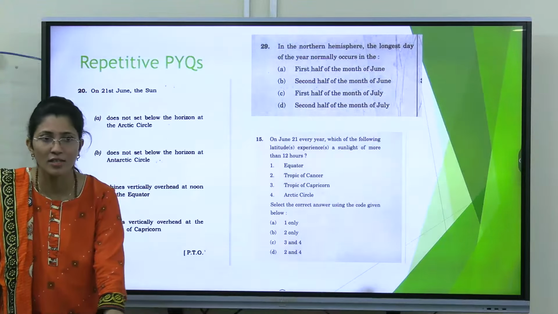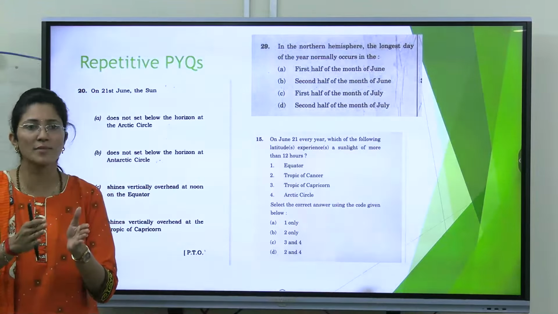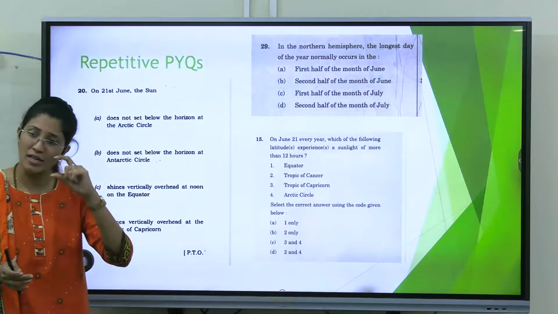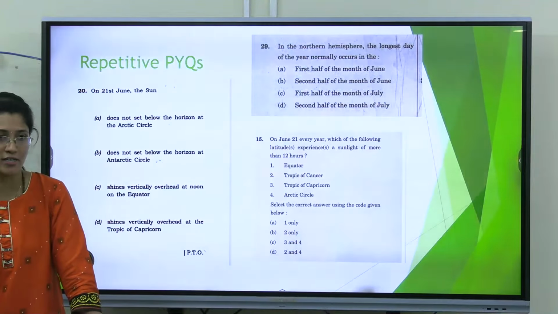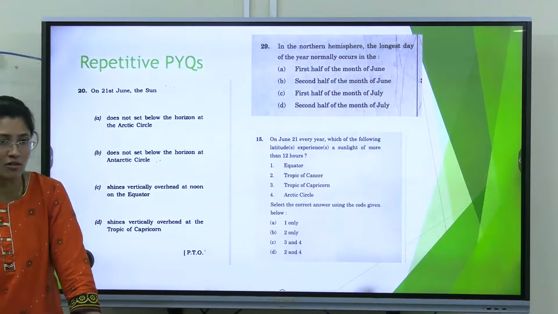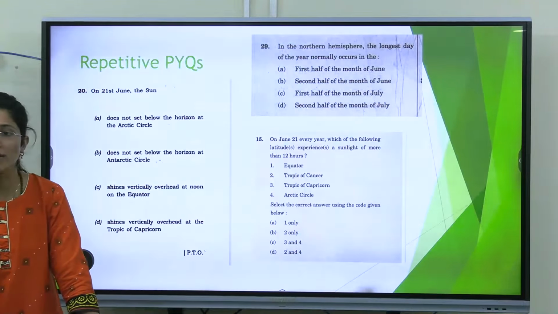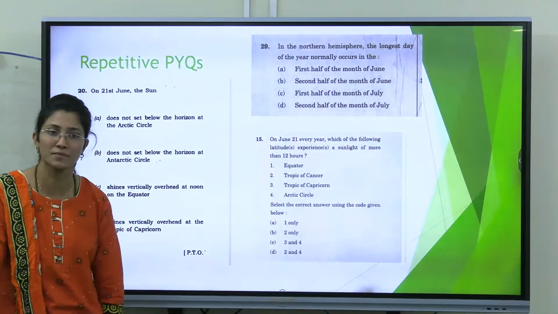Summer season. That means what happens in the Arctic circle? See, in the northern hemisphere, the days are longer compared to nights. And in the Arctic circle, we don't see the sun set. Arctic circle, I mean 90 degrees north. There, the region experiences a 24-hour day. We call them polar days. And the opposite happens in the southern hemisphere.